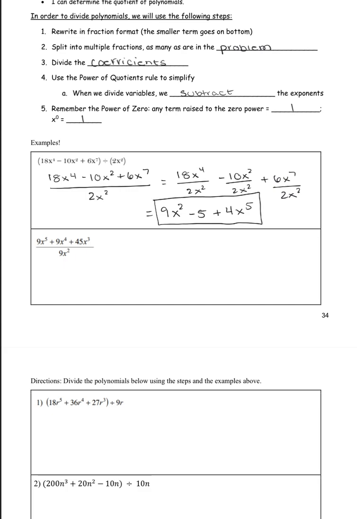All right, looking at the next example. This one's already in fraction form for us, so we don't have to flip it around, but we can still break it up. You don't have to, it's not necessary, but you can absolutely break it up. So we have 9x to the 5th plus 9x to the 4th plus 45x cubed. And then I'm going to divide each one by 9x squared.